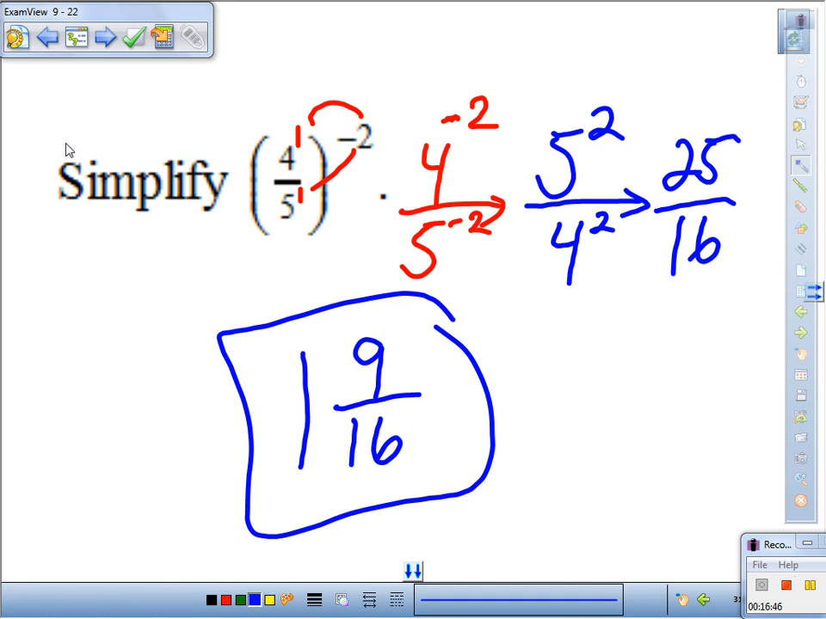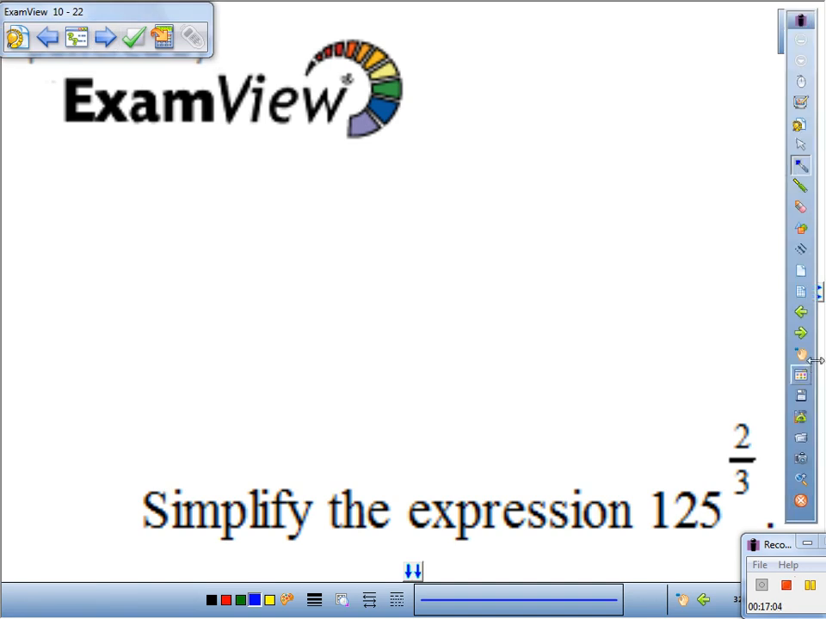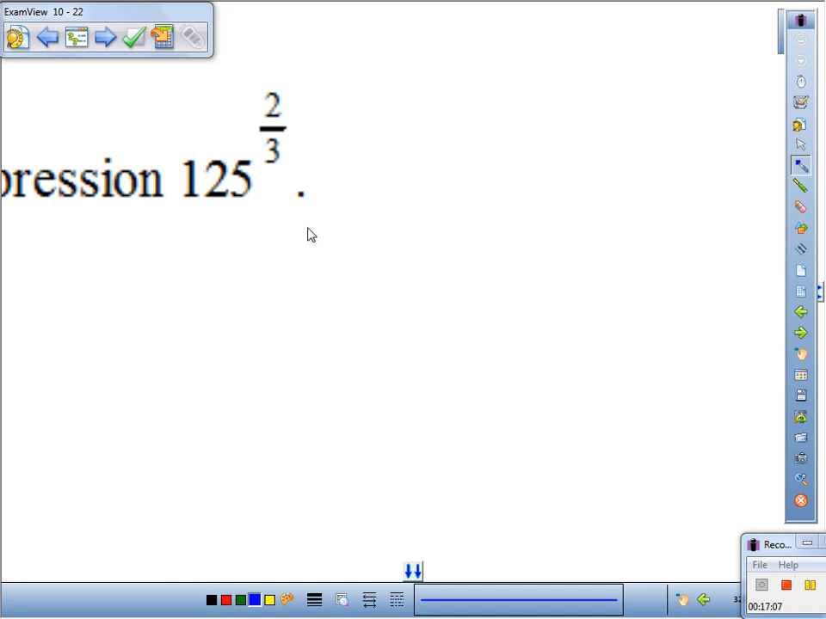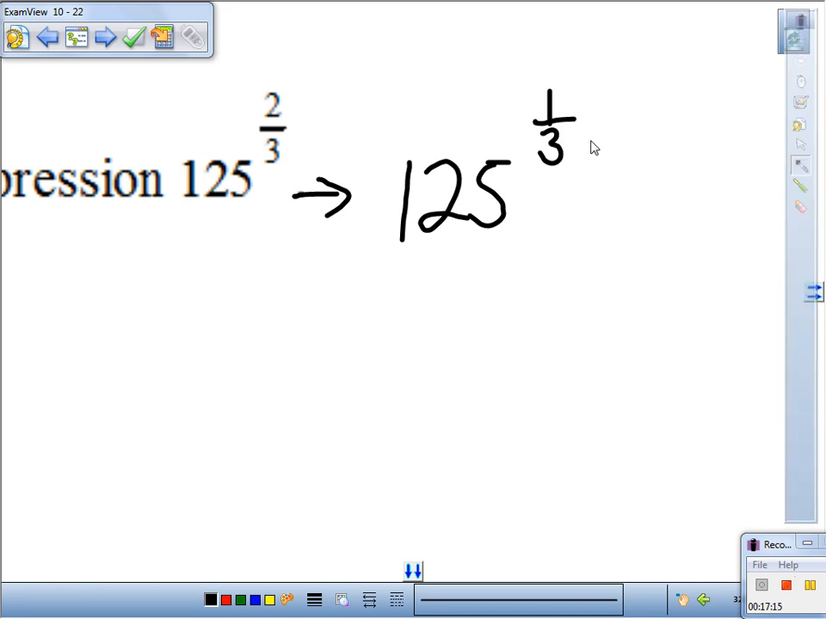Number 10. Are we going okay? Yes? Am I going too fast or no? Number 10. We did one of these on the warm-up. Here it goes again. What do we do with this? We need to rewrite it. Therefore, this becomes 125 to the 1/3 power times the 2nd power. Is that correct?